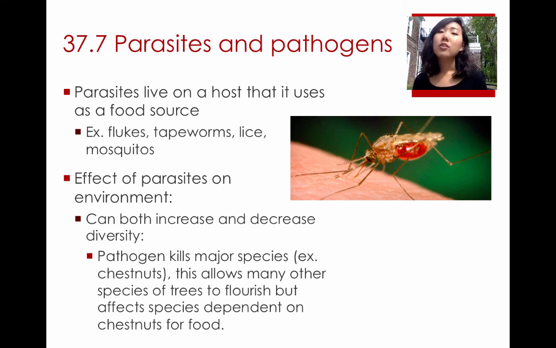So you can think of pathogens almost as a form of natural disaster. When forest fires or pathogens spread through an area, they obviously decrease diversity in some ways by killing off the host, but they can actually increase diversity by allowing other species that would have been competing with that species to flourish.